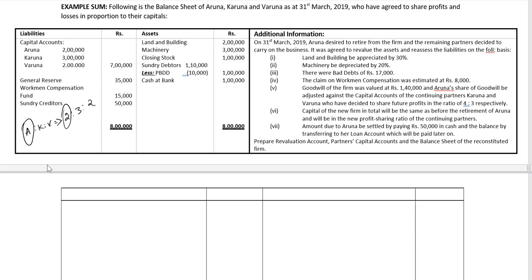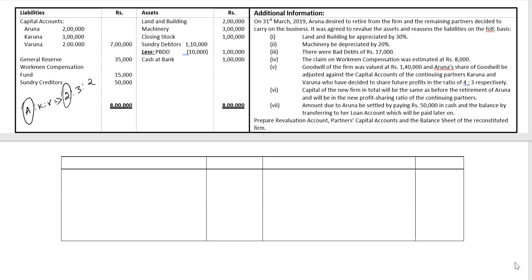We'll begin with the revaluation account, go on with the partner's capital account and then the balance sheet. Working notes we'll do after the balance sheet. So let's go ahead with this solution. Solution. Revaluation account.